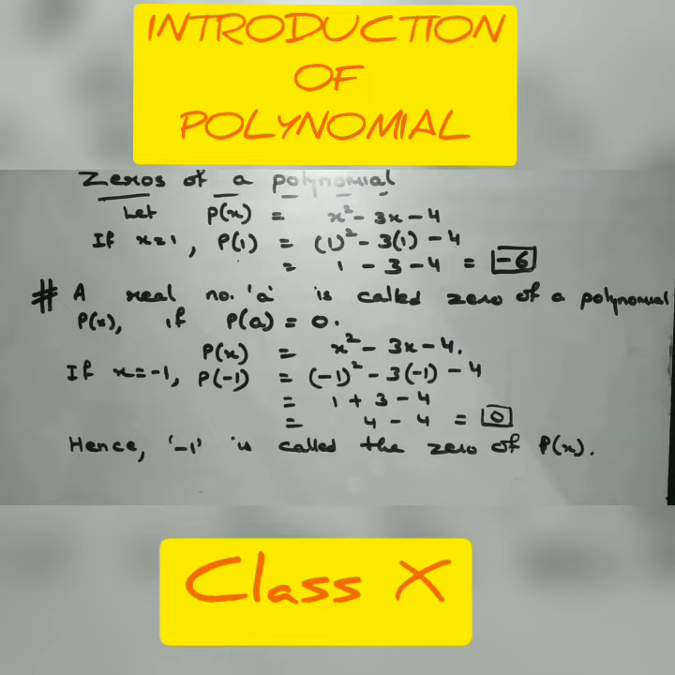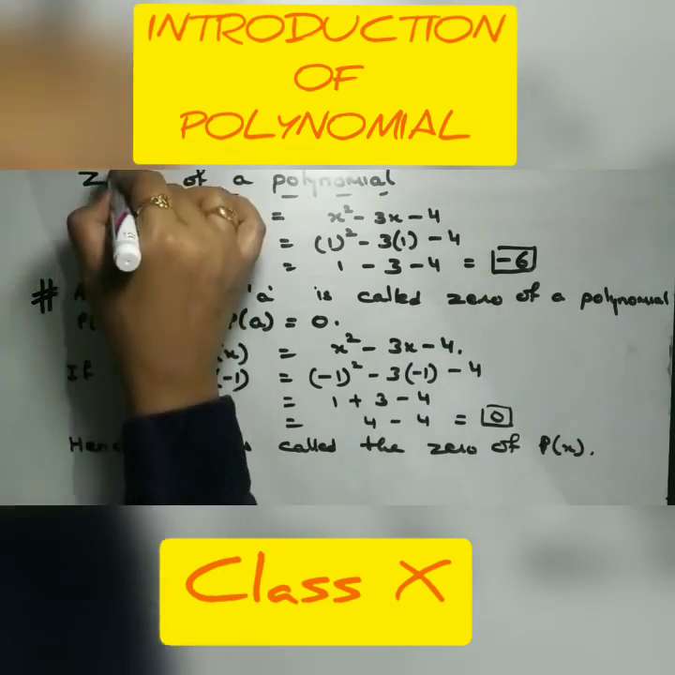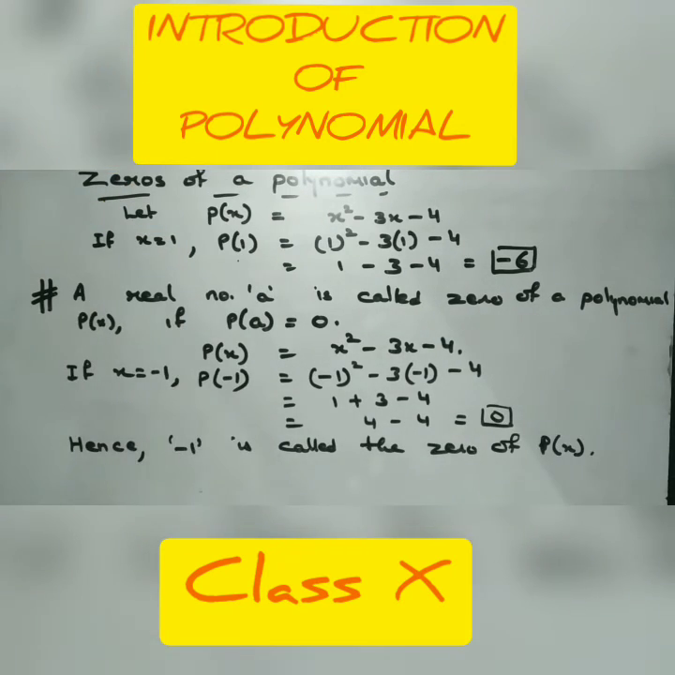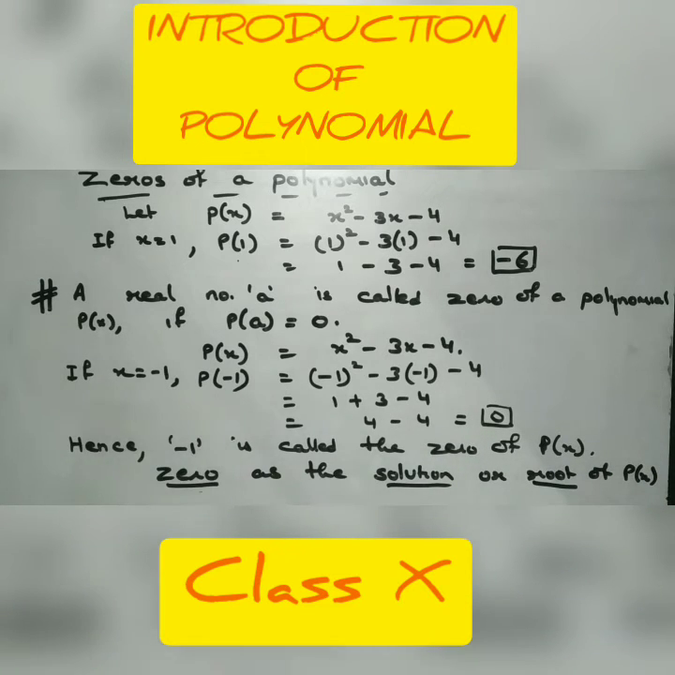Clear? So what is a zero? A zero is that value of x which makes the whole polynomial equal to 0. Here minus 1 makes the polynomial 0, so minus 1 is called the zero. Zero doesn't mean numerical 0. No, this is not. I can call this zero the solution or root of P(x). Whatever term you want to use: zero, solution, root.